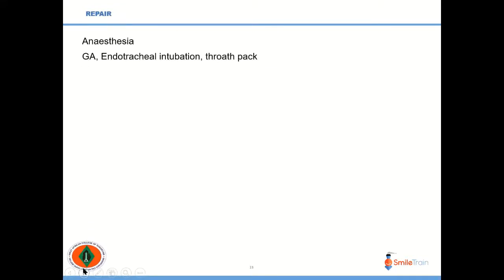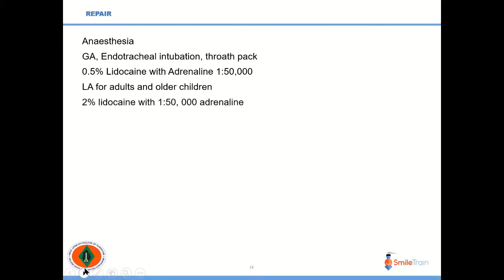So in terms of the repair, we do anesthesia. Remember to put in a throat pack. Lidocaine and adrenaline is used because we want the adrenaline. I encourage us to pre-mix the adrenaline and lidocaine just before we do it. One hour before you infiltrate should be your maximum time so that you get the maximum effect. You can use local anesthesia for adults and then go on. Next. Yes, and then that will give you lidocaine and adrenaline.